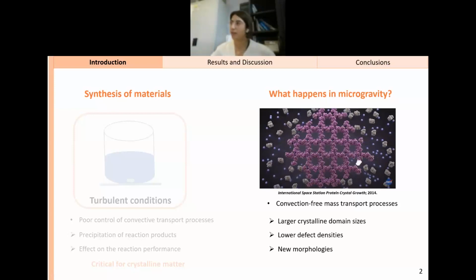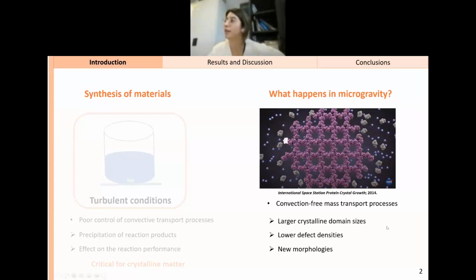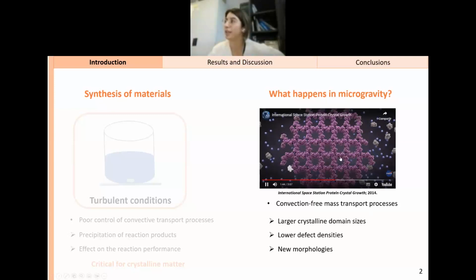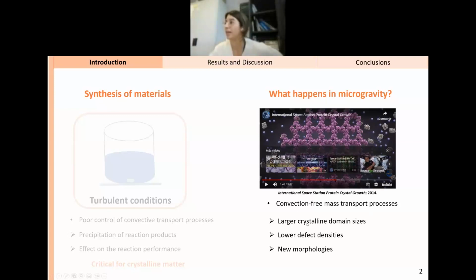As you can see, this is more or less the idea of crystallization in these conditions. With microgravity, we have these convection-free mass transfer processes occurring, and that can result in larger crystalline domain sizes, in lower defect densities, and probably in new morphologies.